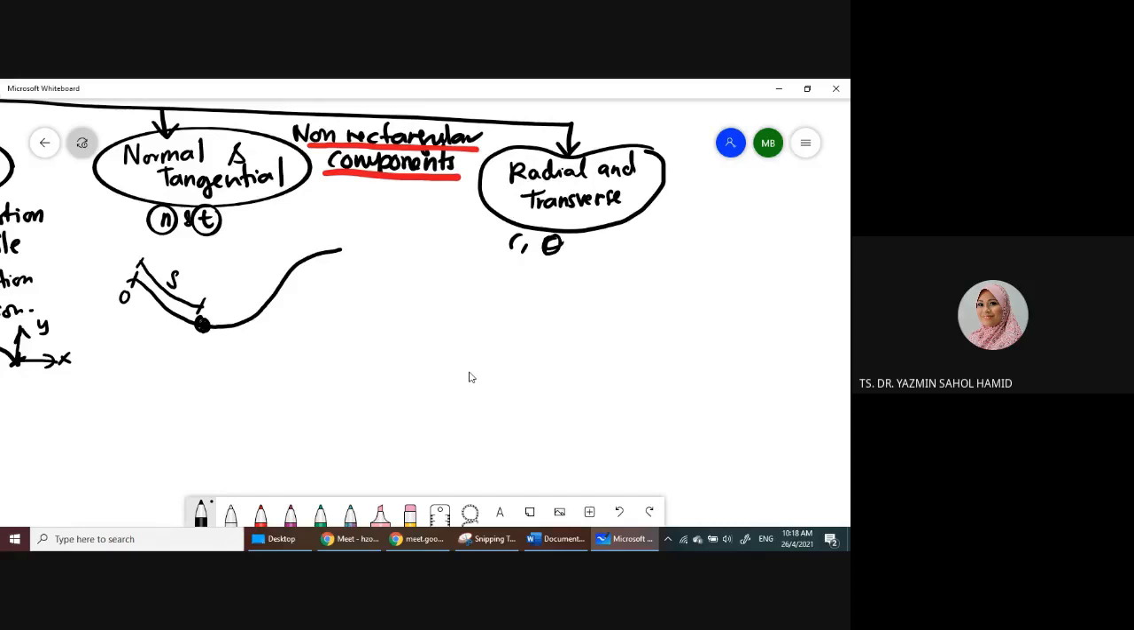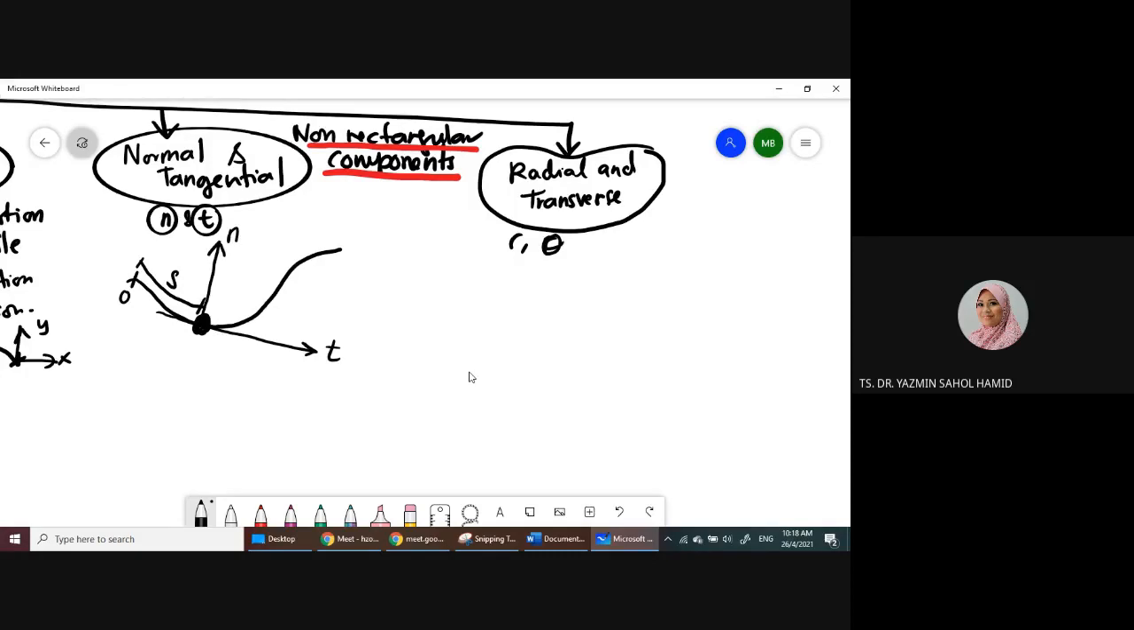So the direction of the unit vector. Number one, you need to write down what is n and t. t is always going to be tangent to the path. So let's say this is our particle. So tangent to the path will be like this. All right, guys? And then normal to the path will be perpendicular to it.